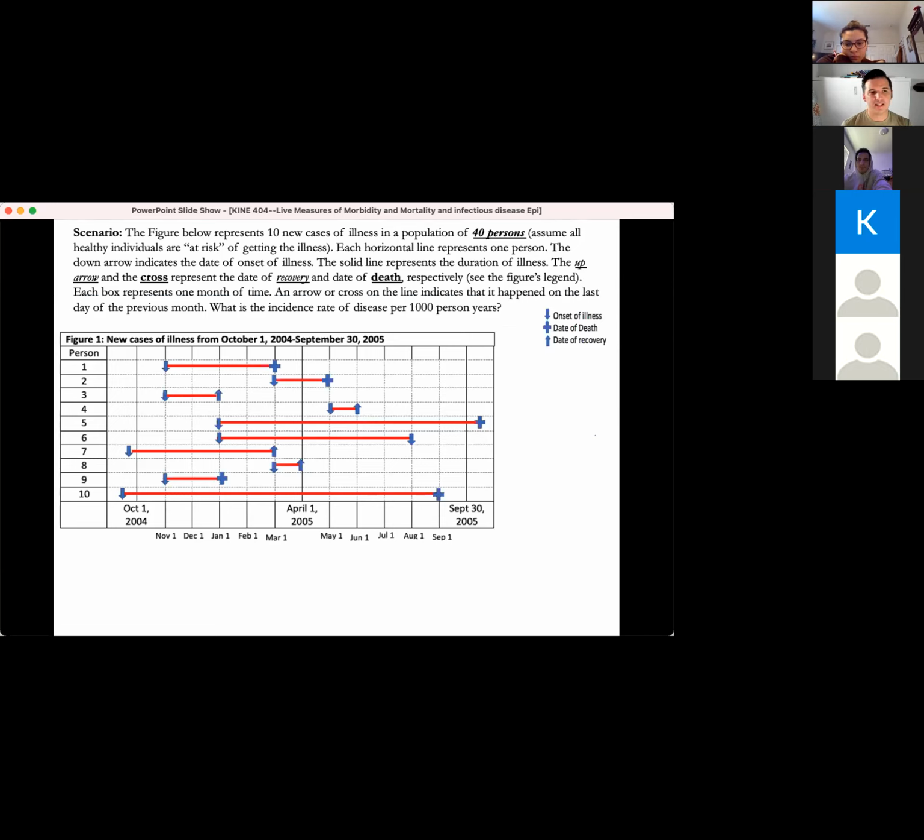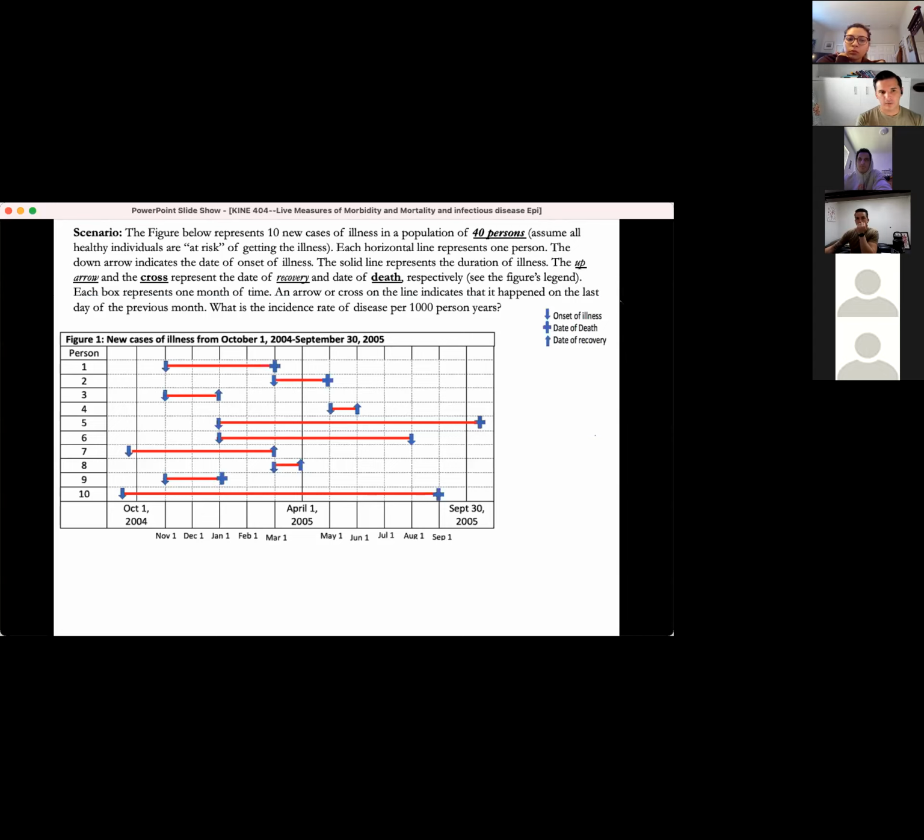And what it is going to be is this exact same figure, but what will be different is where these arrows and red lines and crosses are located. And we'll talk about how that impacts the amount of person years that we are calculating.